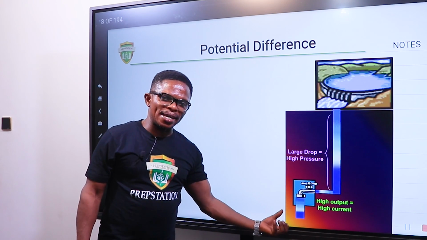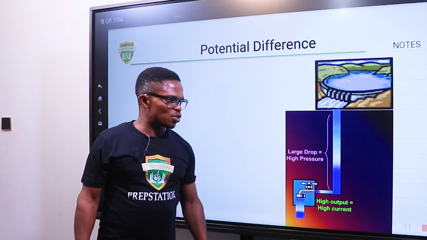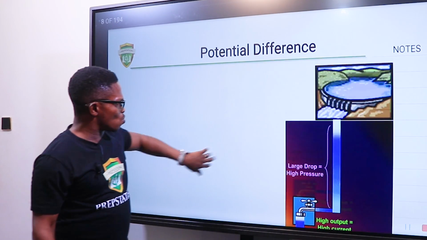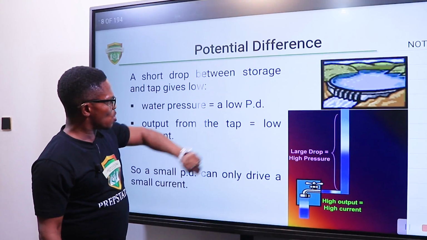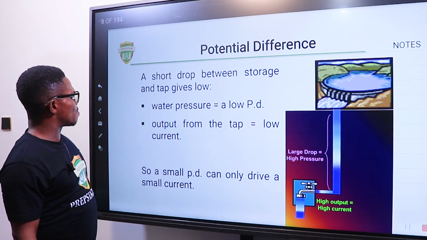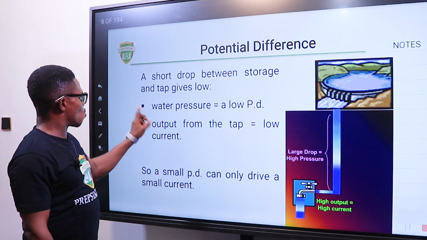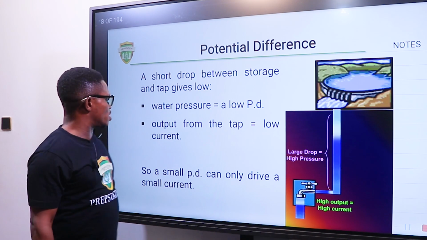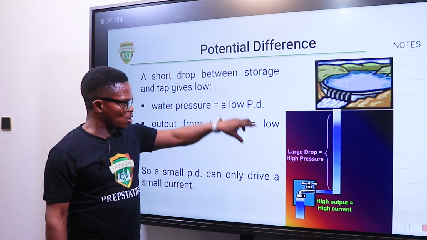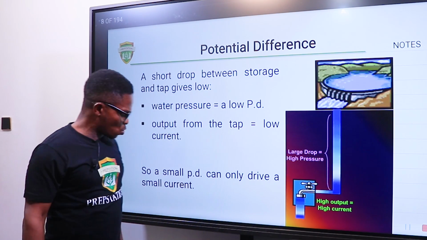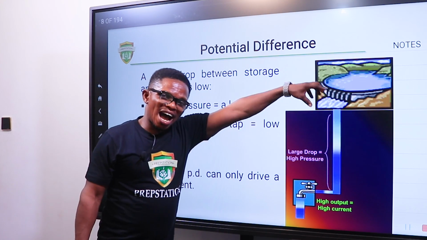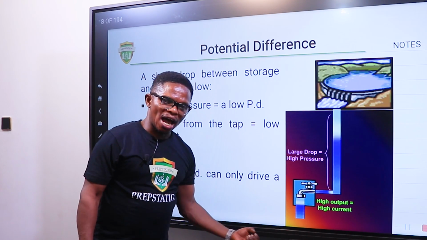So this is also applicable to electric circuit. If the potential difference is high, more current will be delivered. Now, a short drop between storage and tap gives low water pressure, a low PD. Output from the tap, low current. So if the pressure from the water, as you can see, is low, then it will produce what? Low current. If the pressure is high, then it will produce high current.